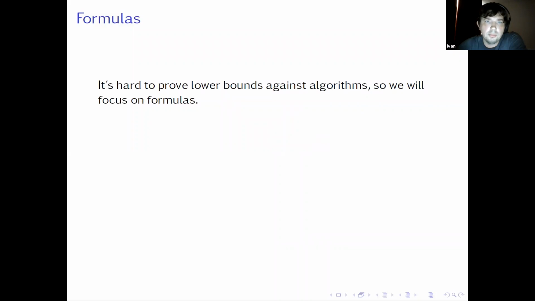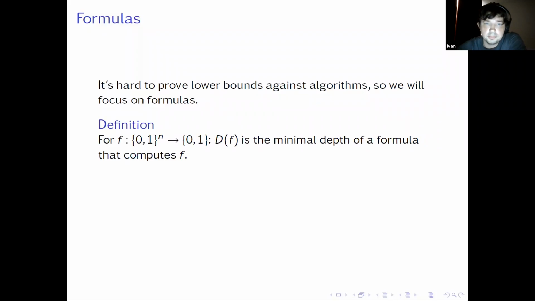Because it is very hard to argue for any lower bounds for algorithms, we will be talking about lower bounds against formulas rather than algorithms. And to talk about parallel computing, we need to talk about the depth of the formula. So D would be the minimal depth of a formula that computes a function f.